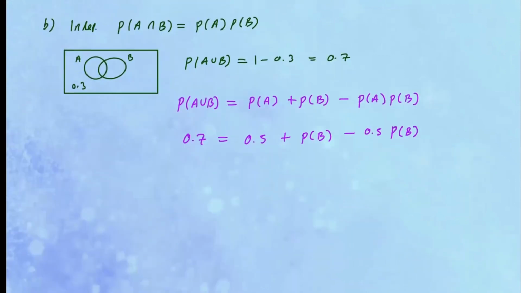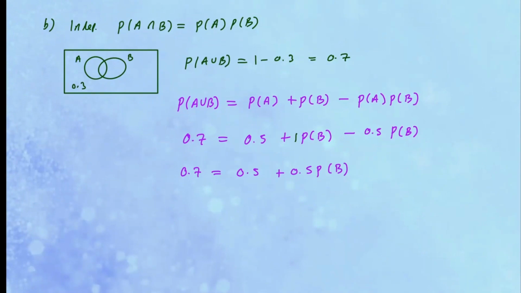Now you can think of these as common terms, so you can combine them. If I combine them, I get the following. You can think of it as 1 minus 0.5, so 0.7 is equal to 0.5 plus 0.5 times the probability of B. I just combined their coefficients: this is 1, this is negative 0.5, and you add them up, you get 0.5.